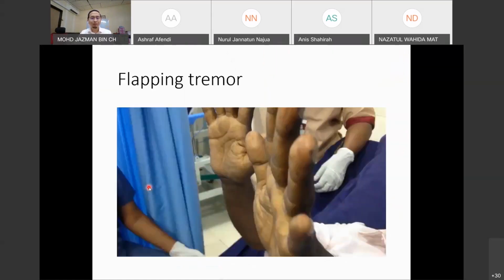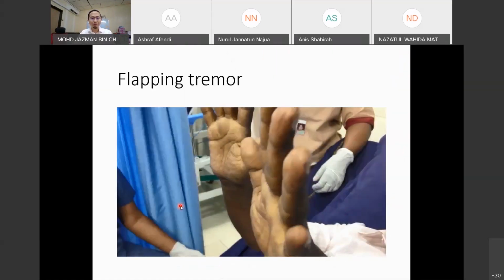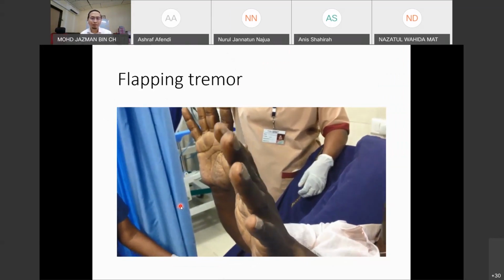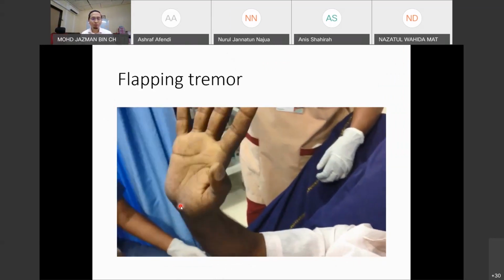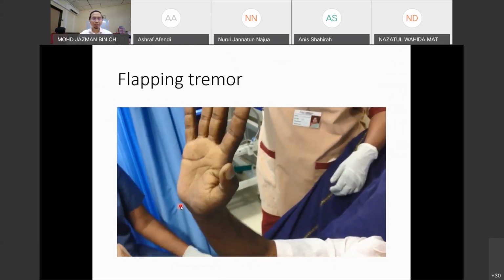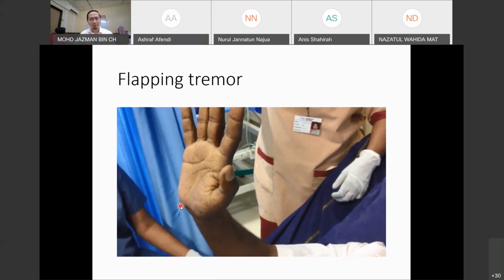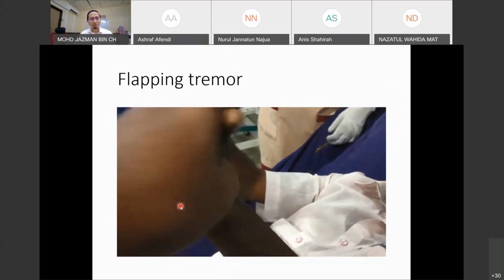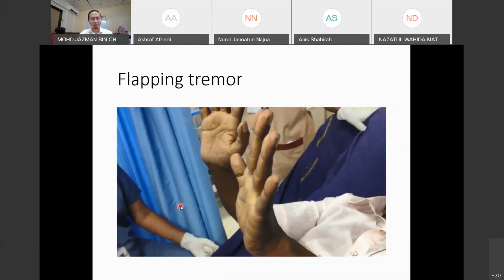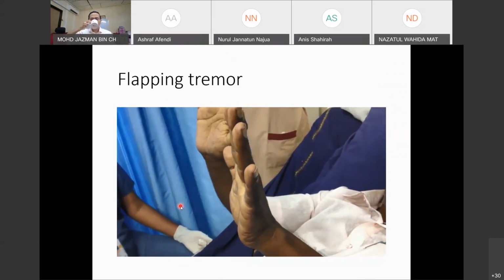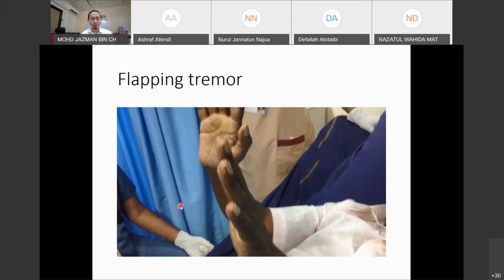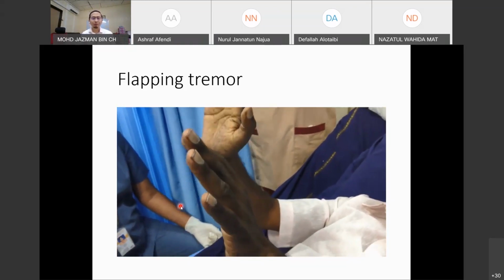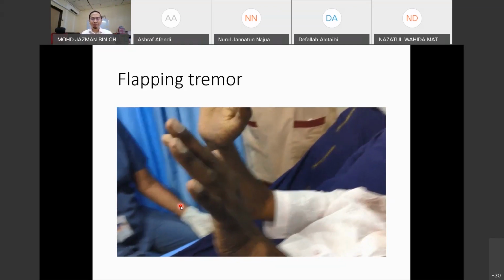This is an example of flapping tremor. As you can see, there is intermittent flapping or palmar flexion of the hands. The doctor just now did a reinforcing maneuver to show the flapping tremor better. Flapping tremor is not a tremor itself, it's actually a myoclonus due to CO2 narcosis or hepatic encephalopathy. So that's an example of flapping tremor.